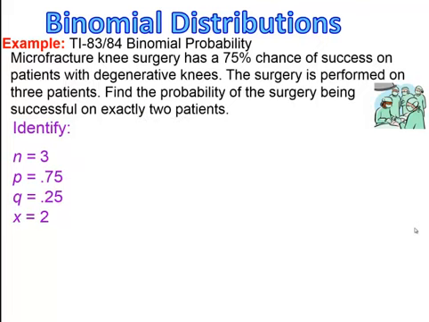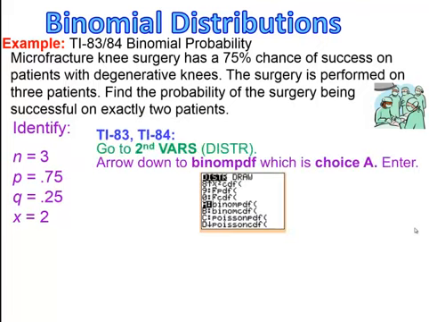Now we're going to use the calculator, and to do that, if you have an 83, 84 above, you need to go to your second key and VARs, which is that distribution menu. So you see the DISTR above the VARs button. We're looking to get into that menu. You're going to need to arrow down to the binomial BINOM PDF, and that will get us the binomial distribution information. So on some calculators it's choice A. It could be different in your calculator, so you want to make sure you're choosing the right option. Then you're going to hit enter.